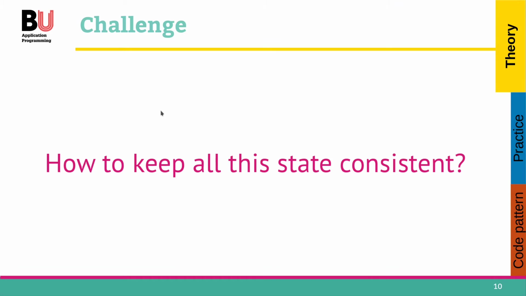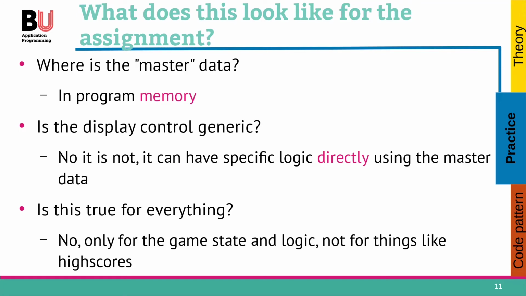So, how do we keep this consistent? First of all, what you want to figure out is where the master data is. That's something you want to decide yourself: which database is the boss, so to speak? Normally you might want to use the database, but sometimes it's in program memory, and you just write it out when you need to. That depends a little bit on your application.